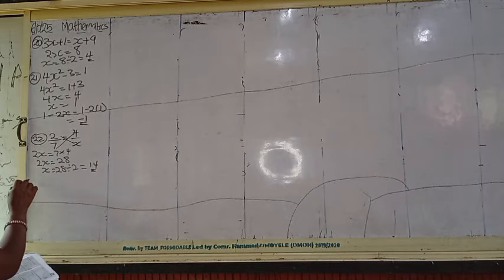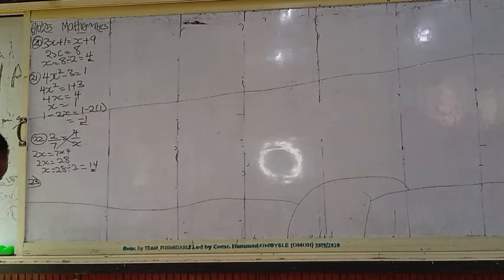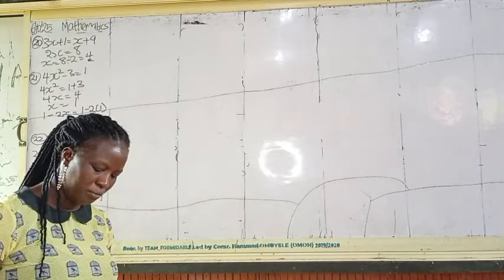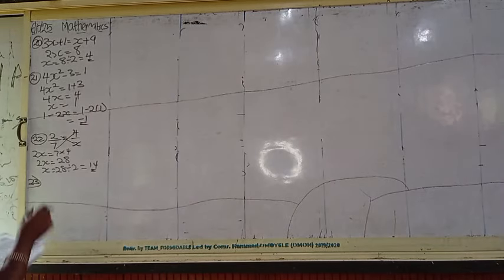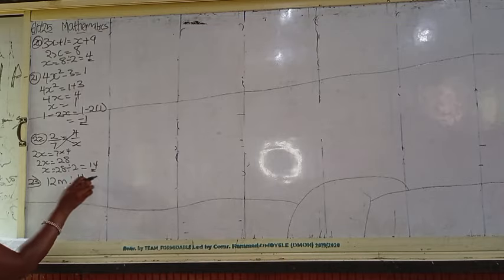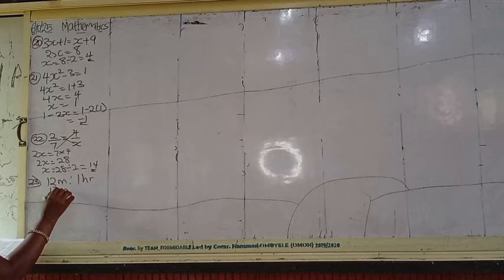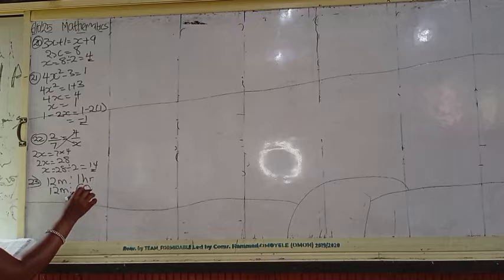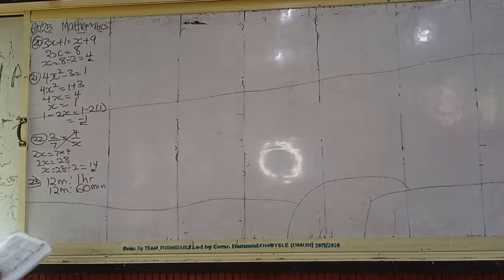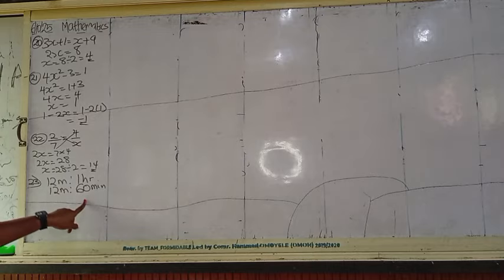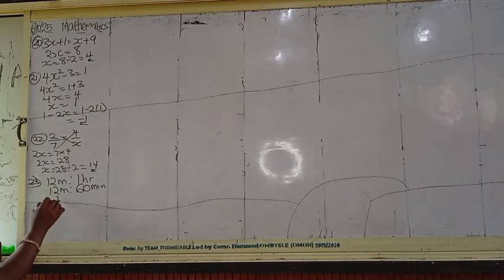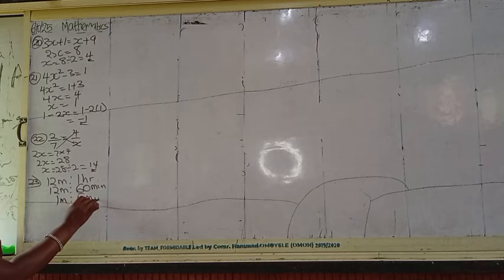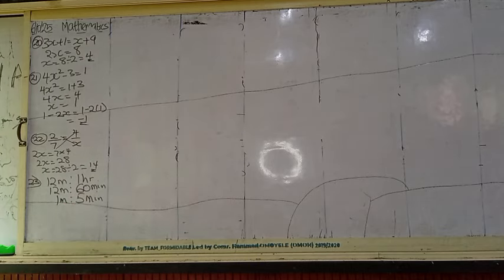Number 23 question now. What is the ratio of 12 minutes to 1 hour? 12 minutes to 1 hour. They are not in the same unit, so let's take them to the same unit first. 1 hour is 60 minutes. What you have to do is, how many times will 12 go in 60? That is 5. So it is 1 to 5.